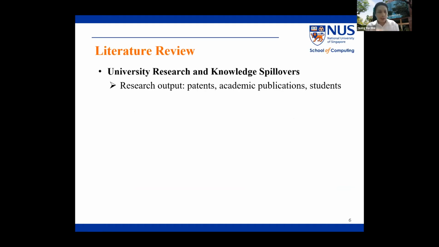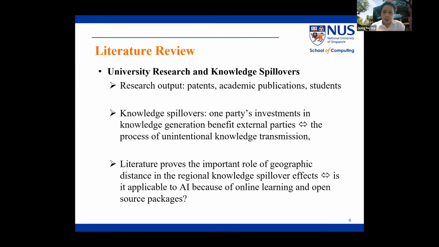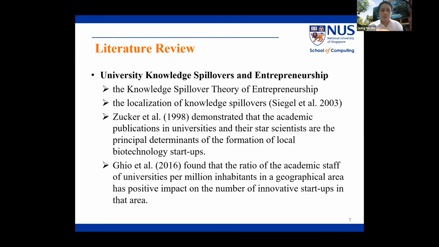There is a lot of related literature, and typically researchers study research output from universities. Among research outputs, most of the papers focus on patents. Some of the papers look at academic publications or students. The research has also shown that, roughly speaking, location matters. Say, university patents, papers, or students have local benefits for companies in the nearby area. Because of the time, I won't go into the details of the literature.